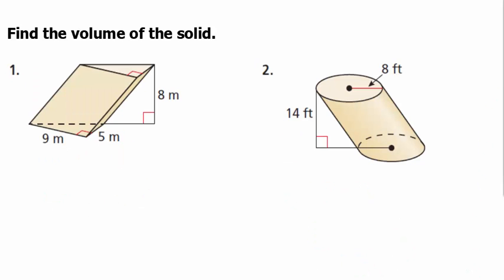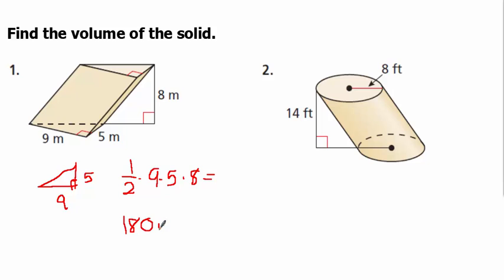So we have these specific equations. We're just looking at what's the shape that I need to find the area of for the base. That triangle, I might even sketch it out to make sure I know what the parts are. This is a right angle, that always helps. 1/2 times 9 times 5 times 8. So the volume of the triangular prism is 180 meters cubed.